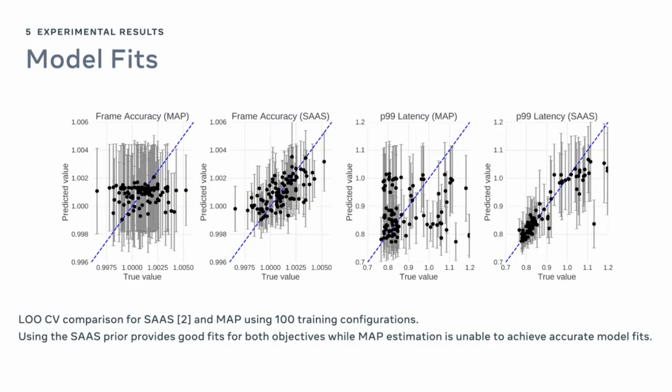So talking about the model fits, again, these are leave-one-out cross-validation plots for our model. On the left two, we talk about accuracy here, and on the right two, we have the latency. And we see that in the MAP estimate, which is the maximum likelihood estimate, the model is just not very good at all, and essentially just predicts the mean. For the sparse axis-aligned subspace priors with full Bayesian inference, we do get much better model fits. They're not perfect, but they're definitely good enough to do Bayesian optimization on top of them, as we will see.